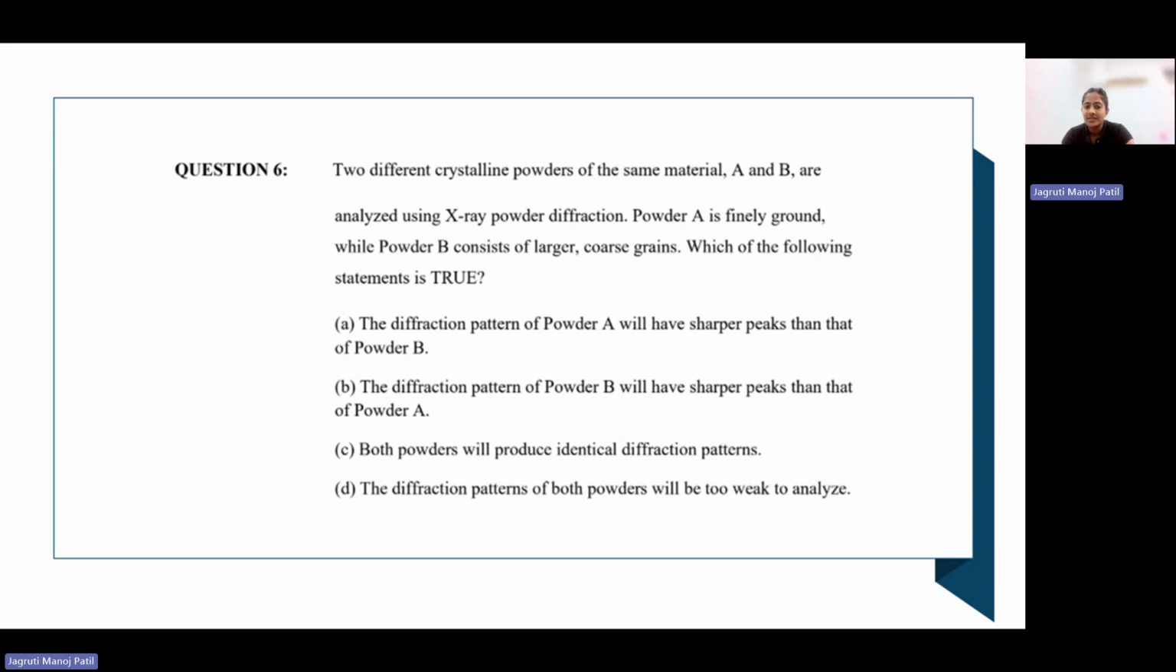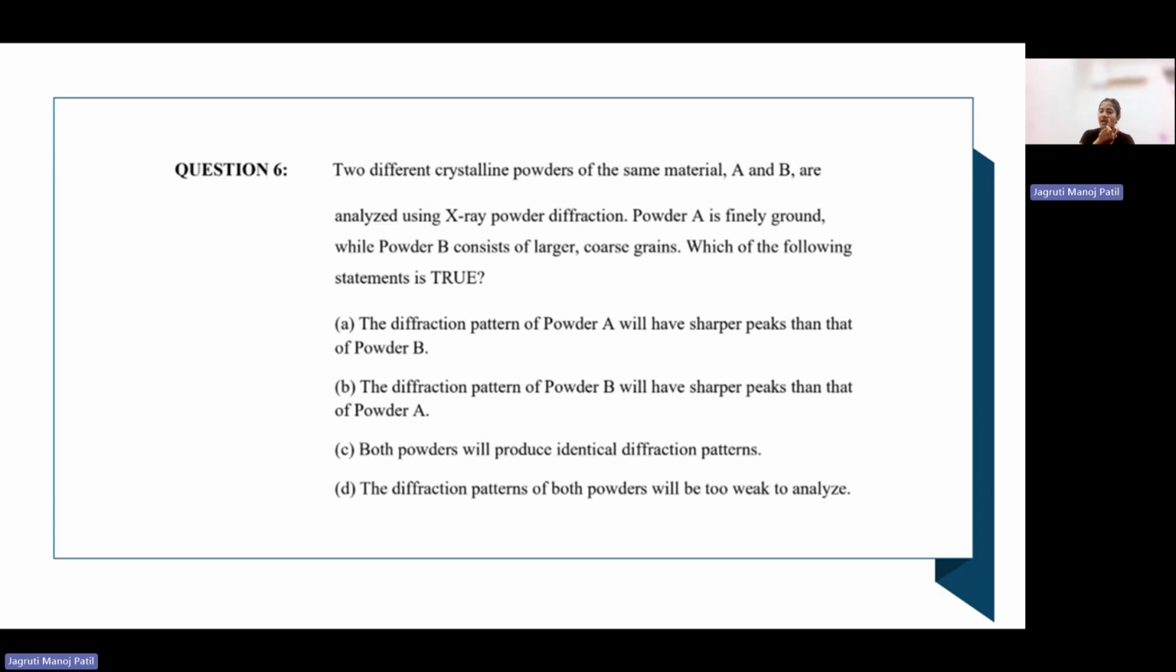Then, two different crystalline powders of the same material, A and B, are being analyzed using X-ray diffraction. Powder A is finely ground, whereas B has larger, coarser grains. Which of the following statements is true here? It's about the powder: one is finely ground, the second has larger, coarser grains.